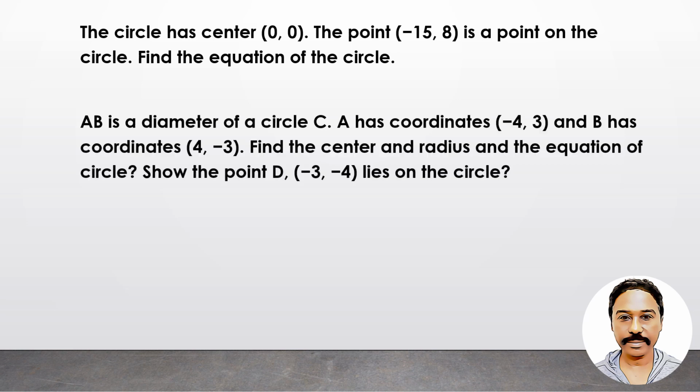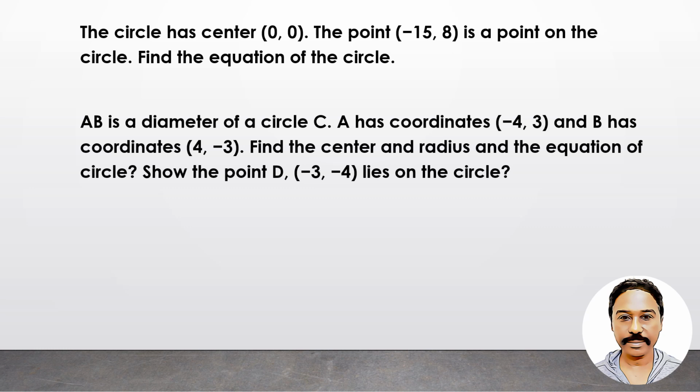Another question, kind of a challenging question. You have AB, which is the diameter of circle C, and the A coordinates are -4 and 3, B coordinates are 4 and -3. We want you to find the center and the radius of this circle. Then show if the point -3 and -4 lies on the circle. How are we going to solve this question?